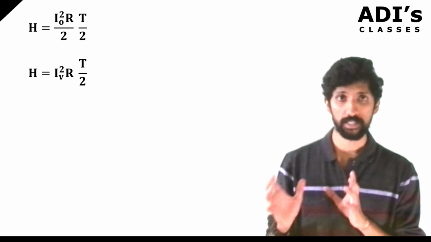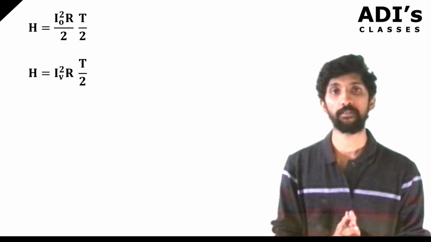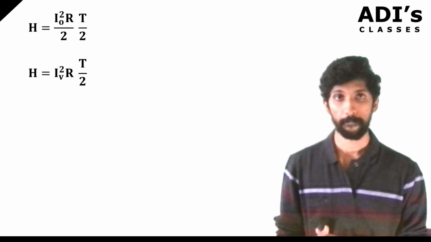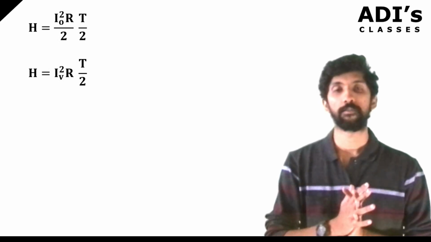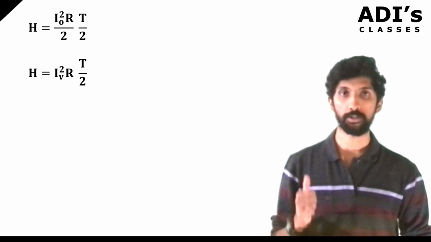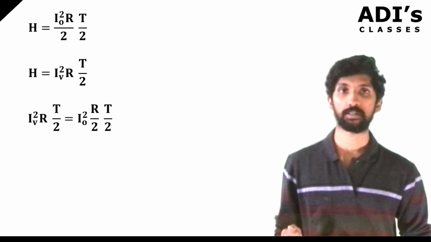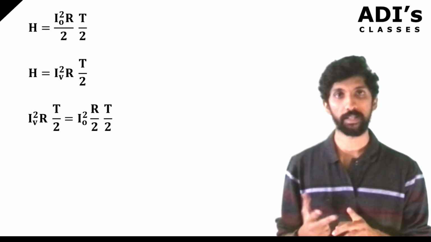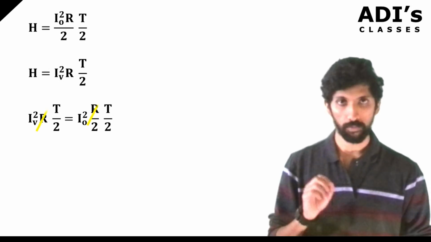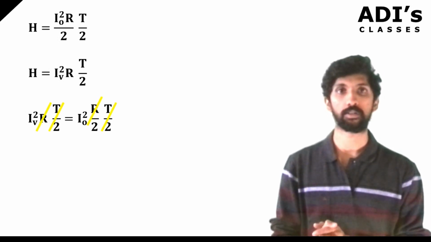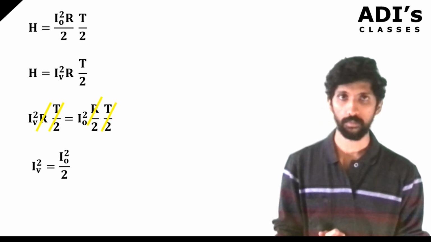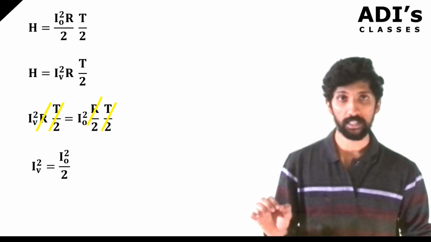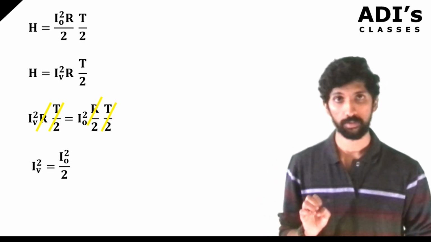Now the steady current is flowing for the same time, so we have H = Iv² R T. Equating these two, we have Iv² R T/2 = I0² R/2 × T/2. Here R, T and 2 get cancelled, so you end up with Iv² = I0²/2. Taking the square root on both sides, Iv = I0/√2.